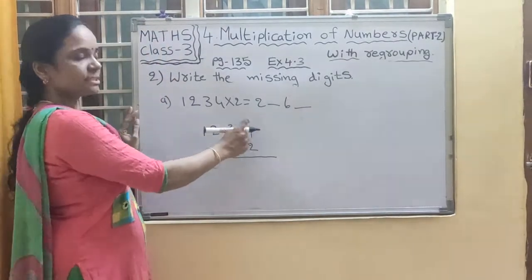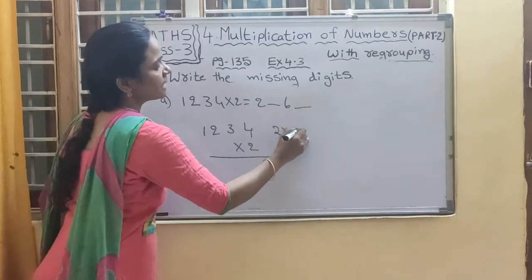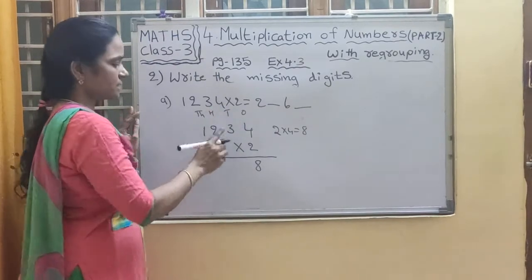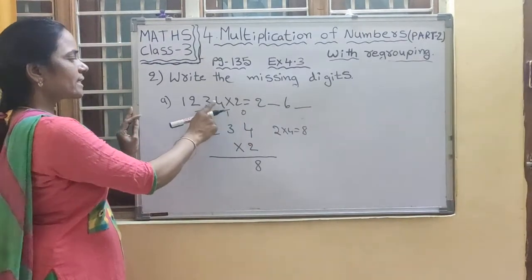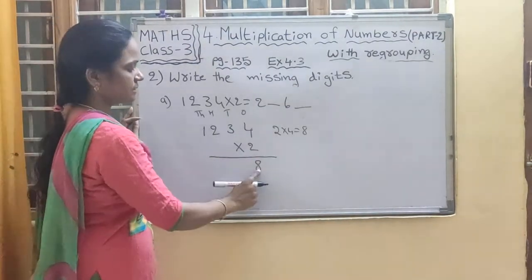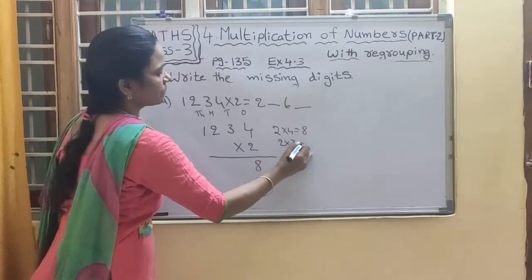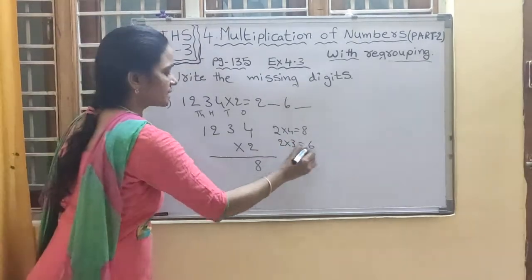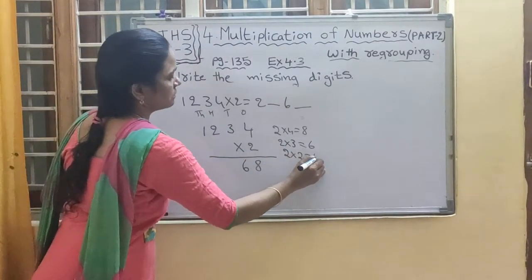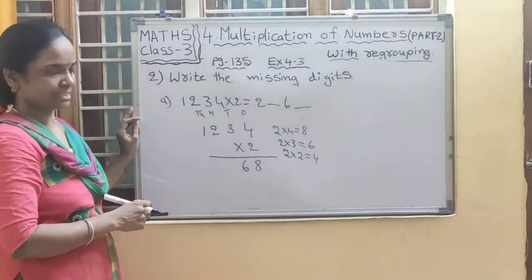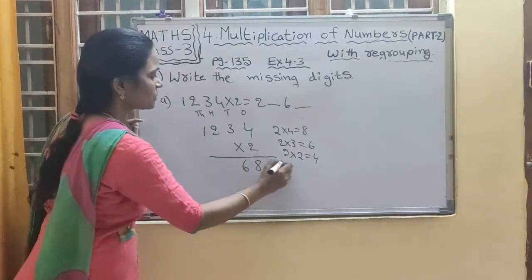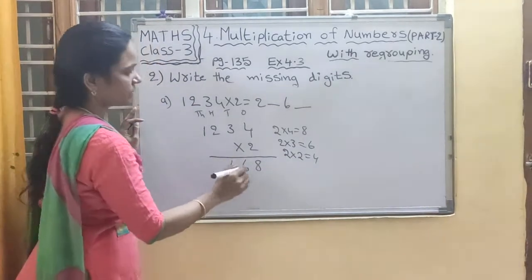Yes, 2 4s are how much, children? 2 4s are 8. So write at the ones place, tens place, hundreds place, thousands place; it is a 4-digit number. 1234 should be multiplied by 2. So 2 4s are 8. Next, 2 3s are 6. Next, 2 2s are 4, with the hundreds place digit. Next, 2 with the thousands place digit. 2 1s are 2.